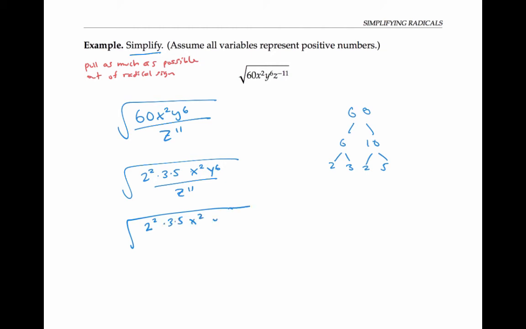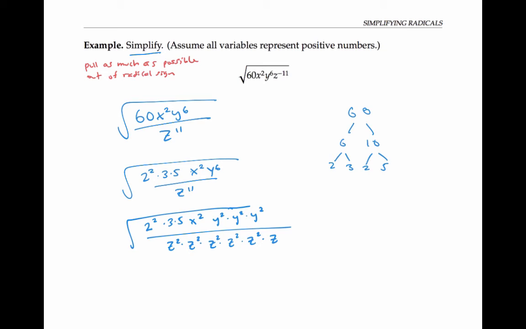I'll write the y to the 6th as y squared times y squared times y squared. And I'll write the z to the 11th as z squared times z squared, 5 times, 1, 2, 3, 4, 5, times one extra z. That should add up to z to the 11th if I add all those exponents together.